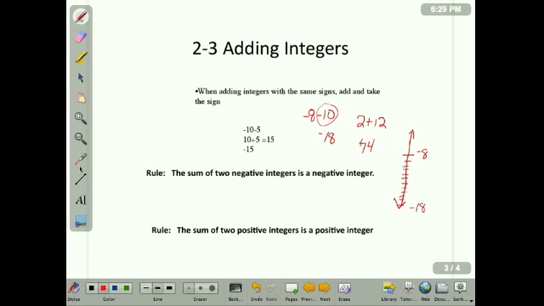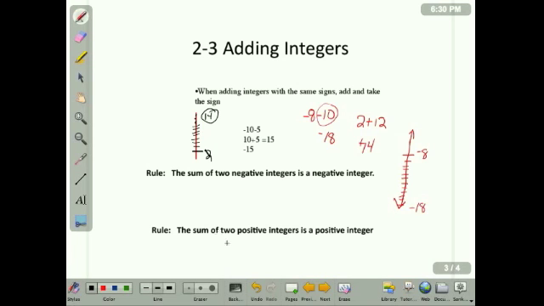Additionally, if I am doing the 2 and 12, there's my number line going up and down. I start here at 2, and I want to go up 12 units, and I end up on the 14th floor.